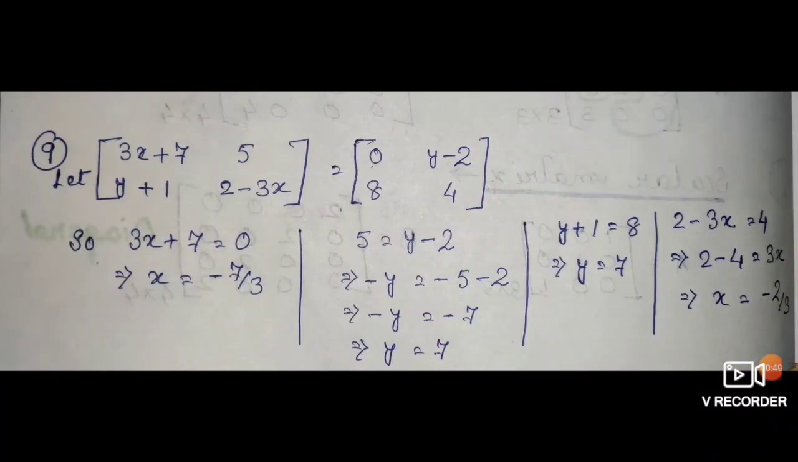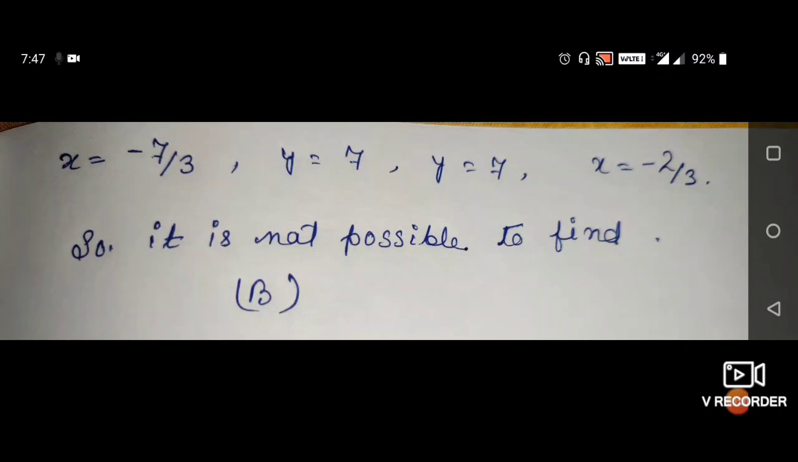So here we get the values of x are minus 7 by 3 and minus 2 by 3, which is not possible because x can have only one value. So our answer will be option B. It is not possible to find the value of x and y so that these 2 matrices can be equal.